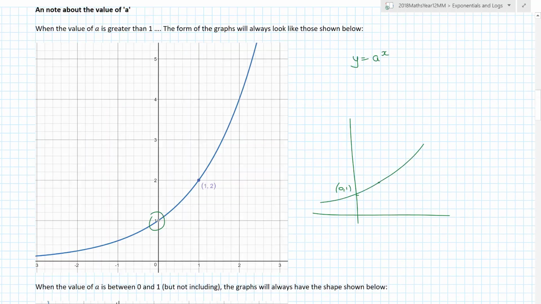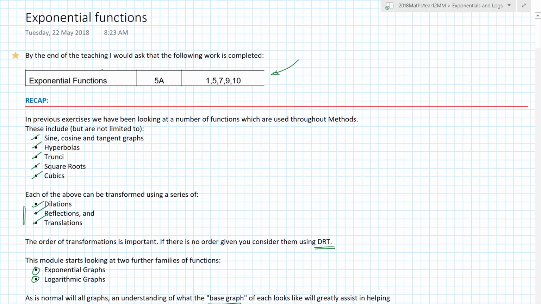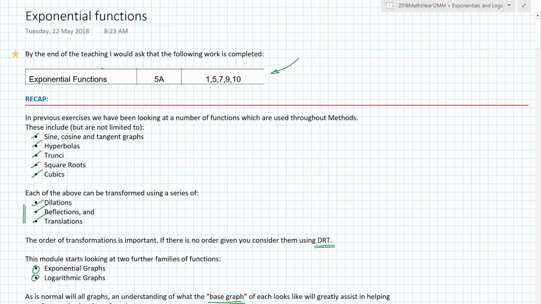But exponential graphs are awesome. These are base functions that you need to know, and exams use them left, right, and center. Now, another lesson coming up slightly later on is actually on the letter E, which is fabulous graphs, right? Still an exponential function, but I'm going to leave it here.